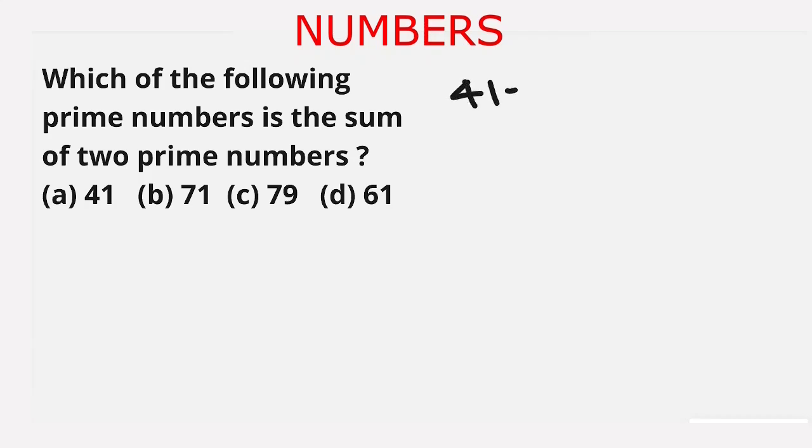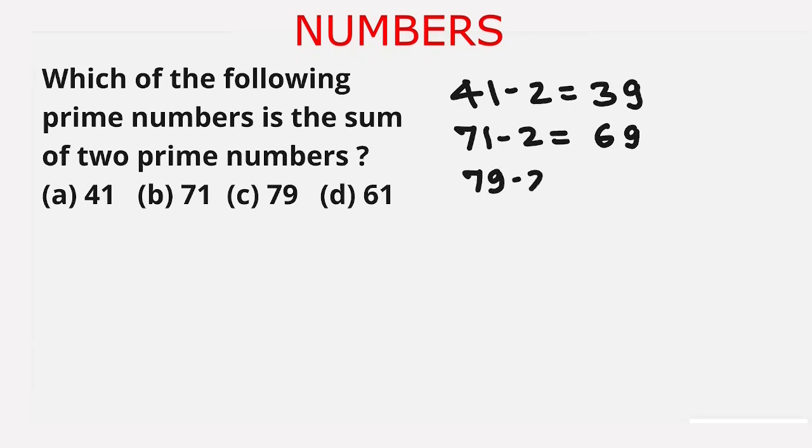41 minus 2 is 39. 39 is not prime. Now 71 minus 2 is 69. 69 is also not prime as it is divisible by 3.